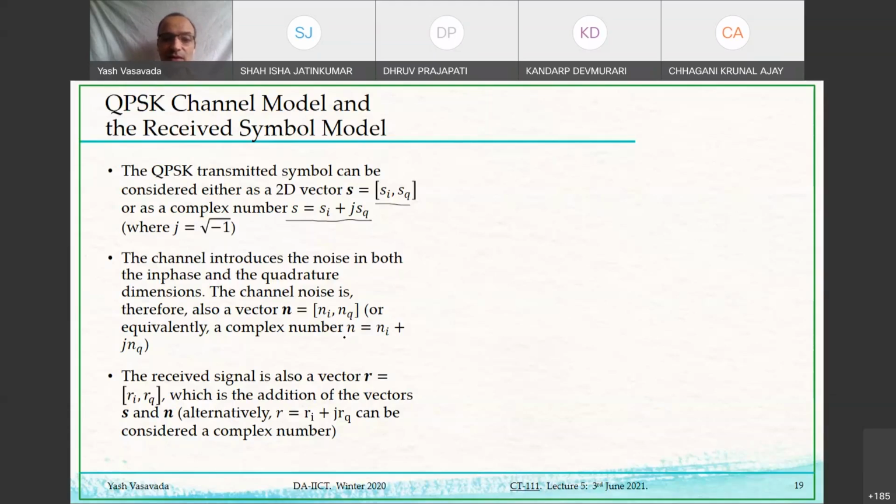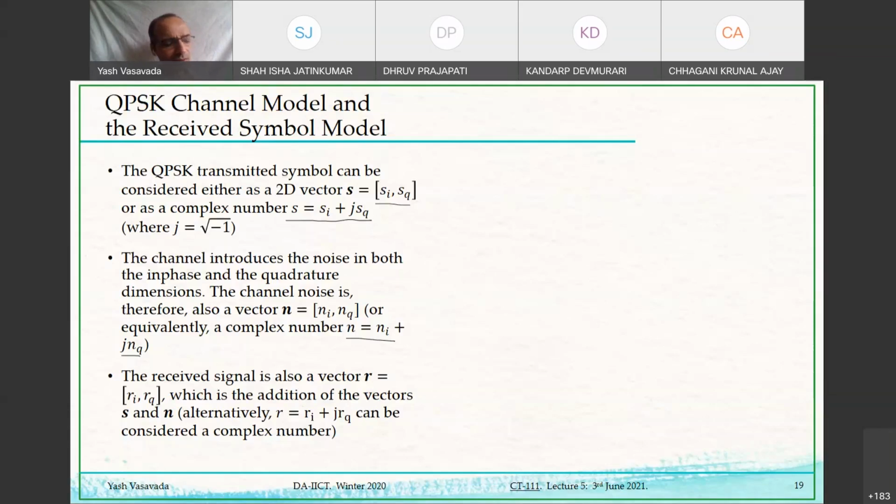And so now the noise affecting this transmitted symbol is also going to be 2-dimensional. And it's going to be equal in terms of power or energy in both the dimensions, in phase and quadrature. Basically, the noise doesn't care. It's going to be there. It doesn't care whether you are transmitting in the in phase or quadrature phase. The noise is there in both the dimensions of this IQ plane.